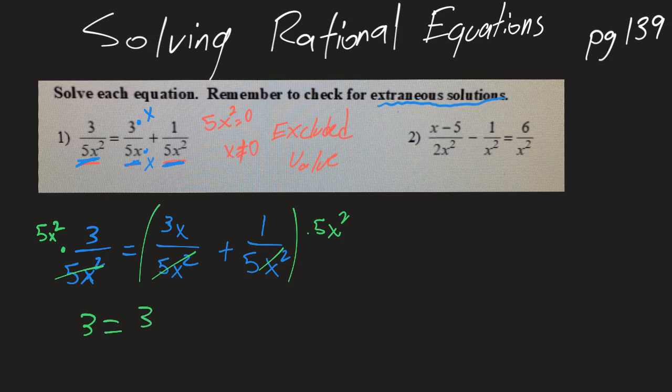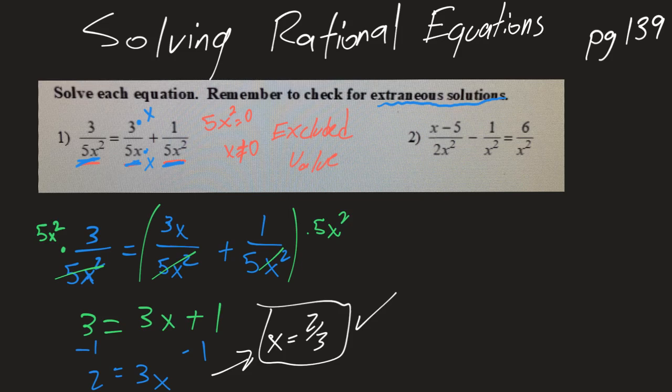3 equals 3x plus 1. And this equation is actually very simple for us to solve. We know how to do that. Minus 1, 2 equals 3x. And when we solve this, you're going to get x equals 2/3. And that's not one of my excluded values, so we can say that is okay and good to go. All right, let's try one more of these.